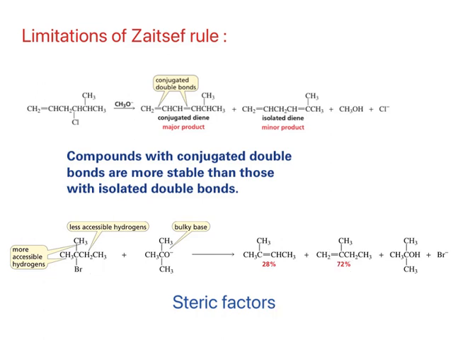So the limitations of Zaitsev rule are: when a conjugated double bond is there, it is formed predominantly even though a more substituted one is there. Similarly, the sterically hindered one will not be formed predominantly. So these two are limitations of Zaitsev rule.